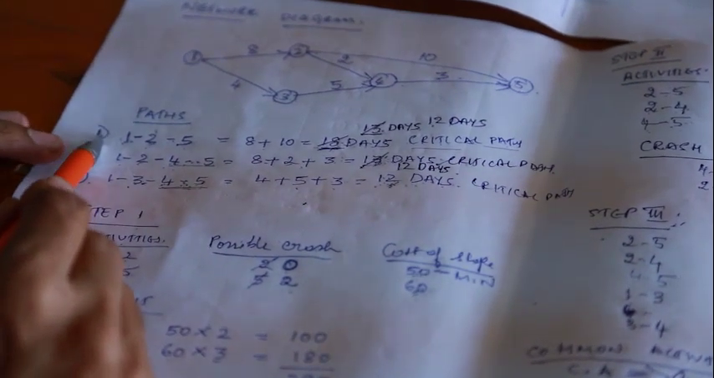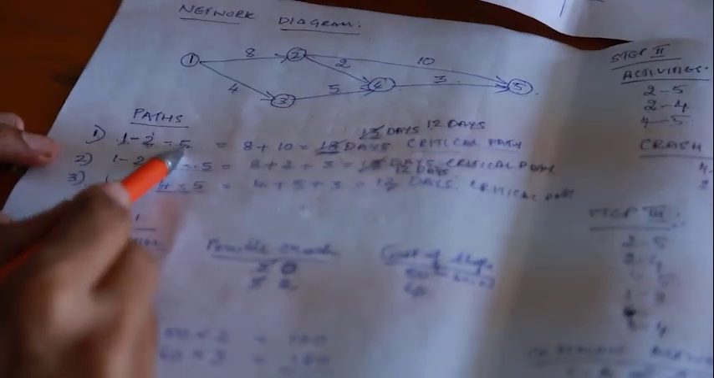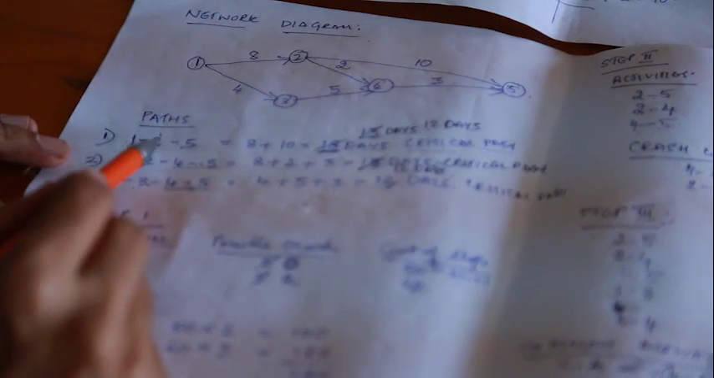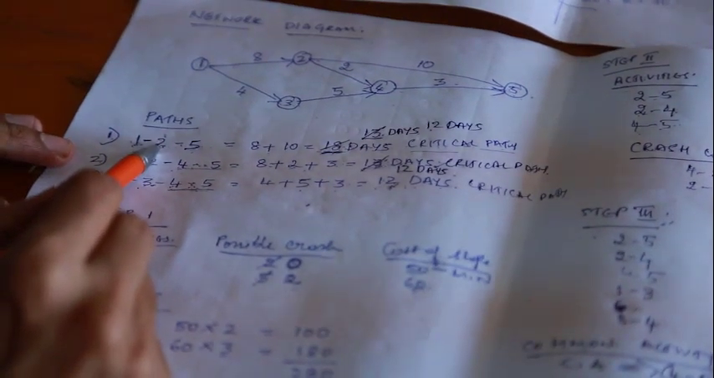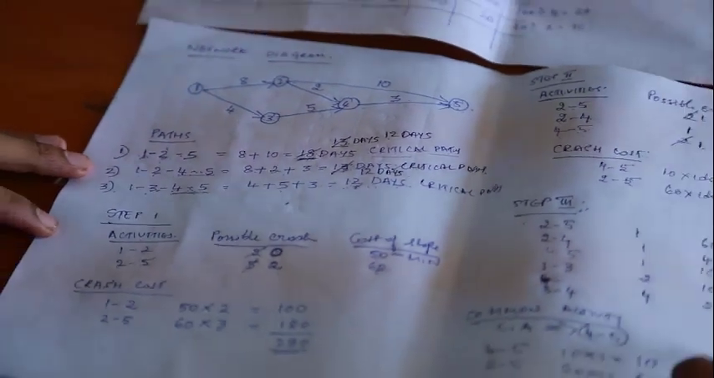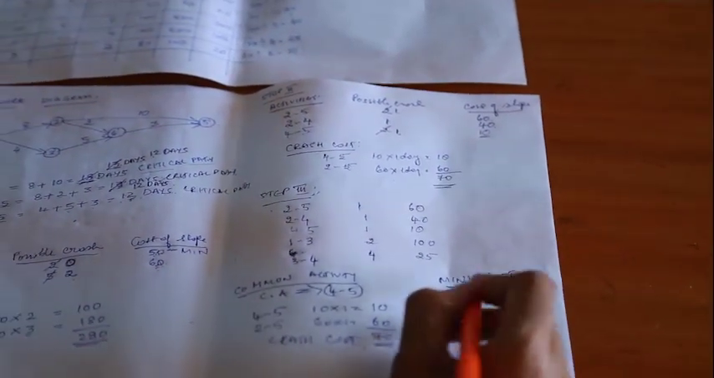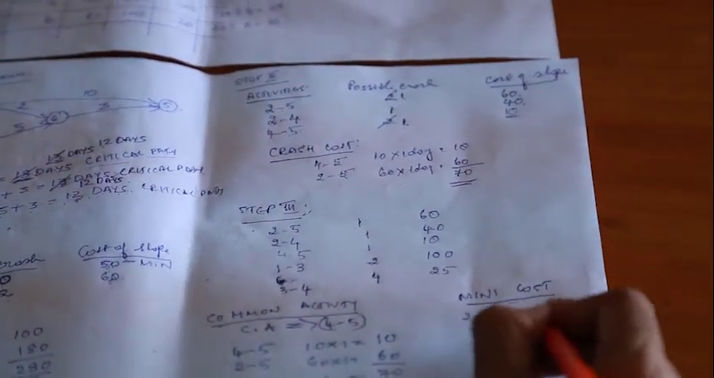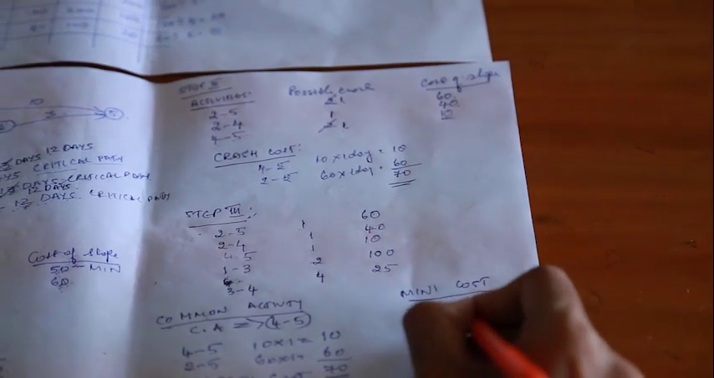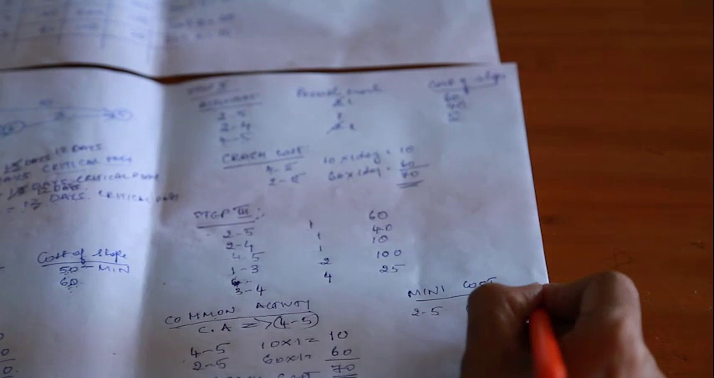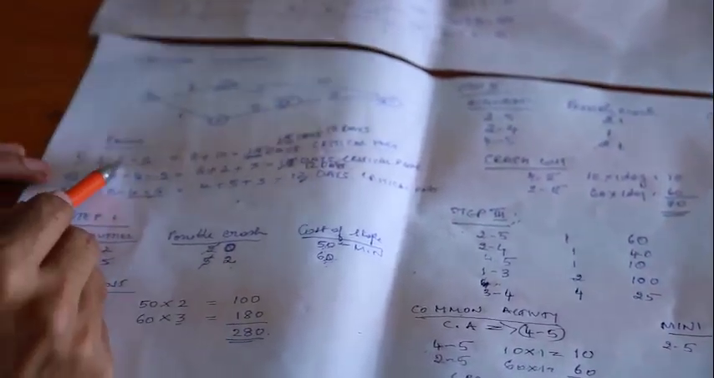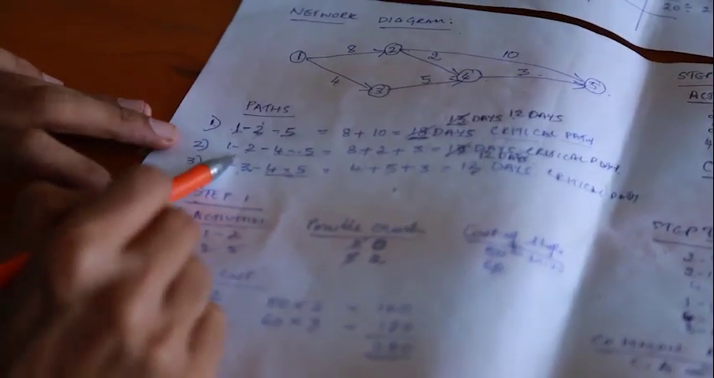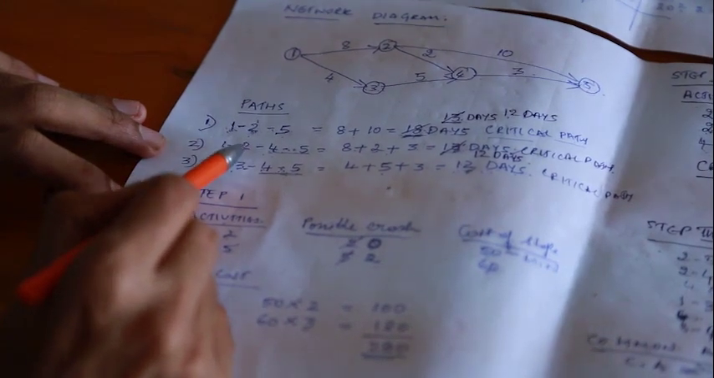Okay, let's see from path 1, 1 to 2 and 2 to 5. 1 to 2 has got 0 here, so nothing can be done. So compulsorily we'll have to take 2 to 5. For 2 to 5, the possible crash is 1, cost is 60. So this path is over. We have taken 2 to 5, one activity crashed, so hence it will be 11 days.